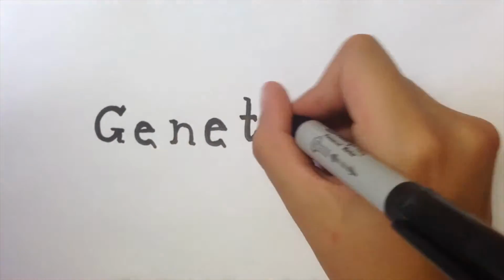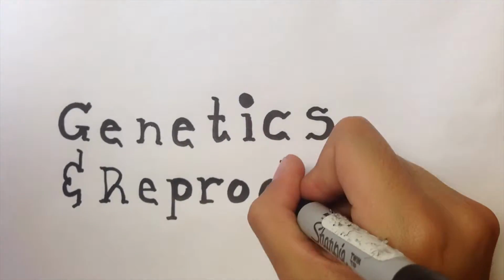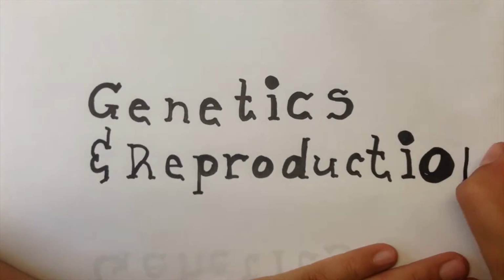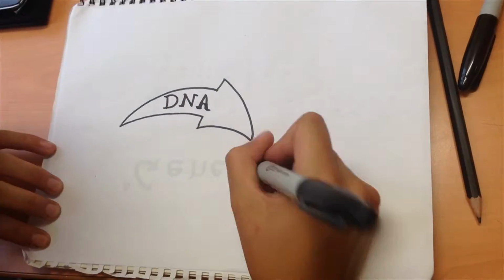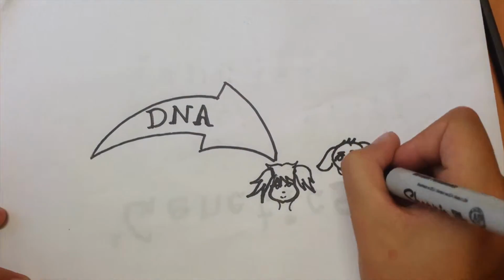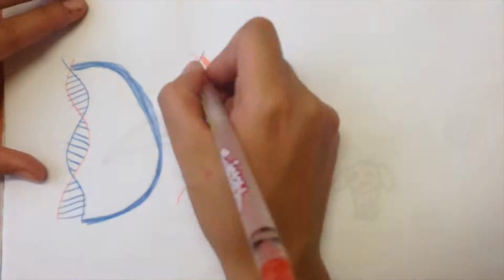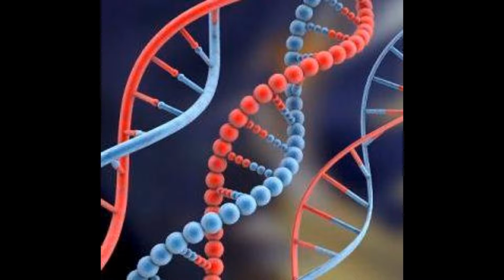Genetics and reproduction. Genetics is how DNA is transmitted. DNA is the genetic material of all organisms, composed of two complementary, precisely paired strands of nucleotides wound in a double helix. Chromosomes contain multiple genes that code for proteins.